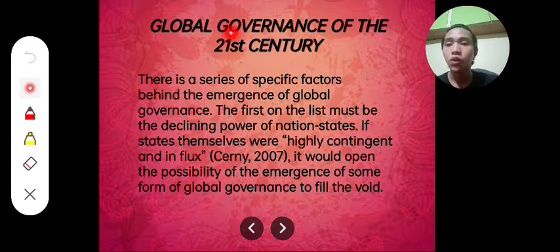And the global governance of the 21st century. There is a series of specific factors behind the emergence of global governance. The first of the list must be the declining power of nation states. If states themselves were highly contingent and in flux, according to Cerny 2007, it would open a possibility of the emergence of some form of global governance to fill the void. That is according to Cerny 2007.